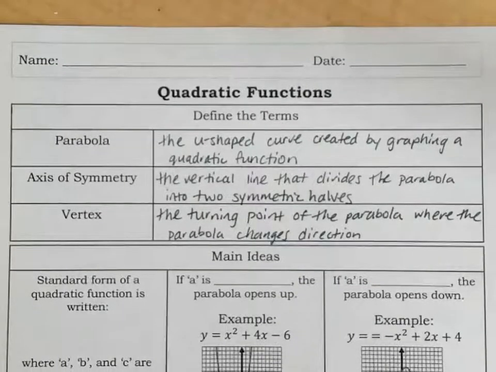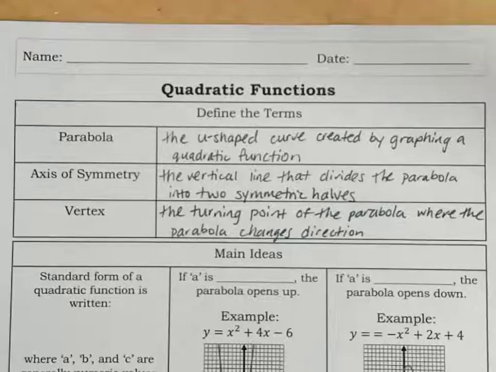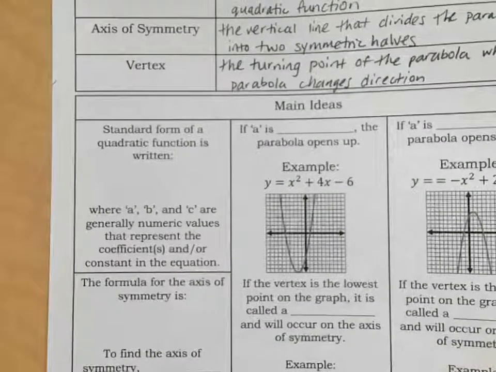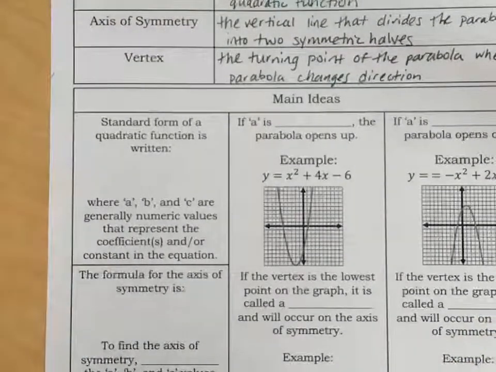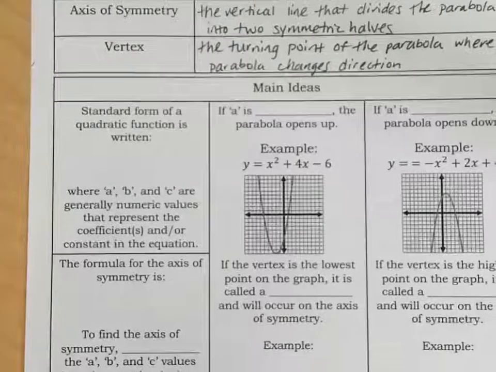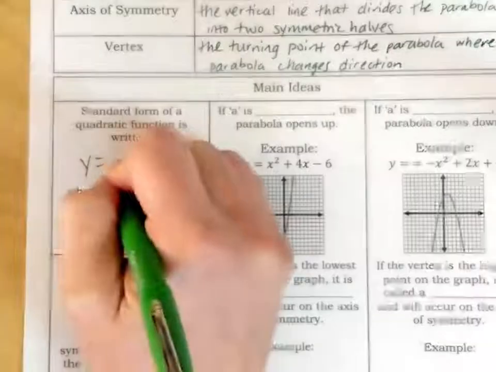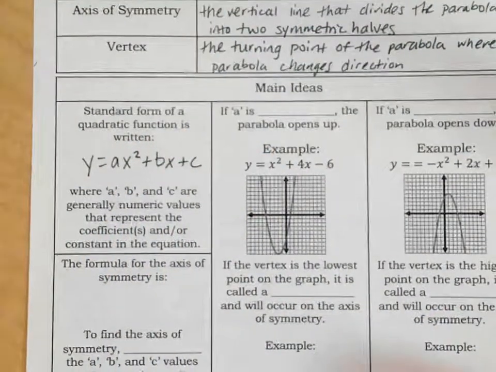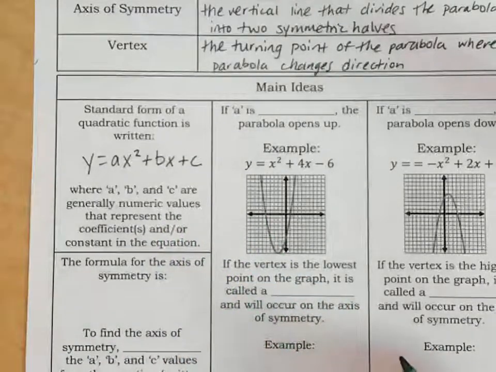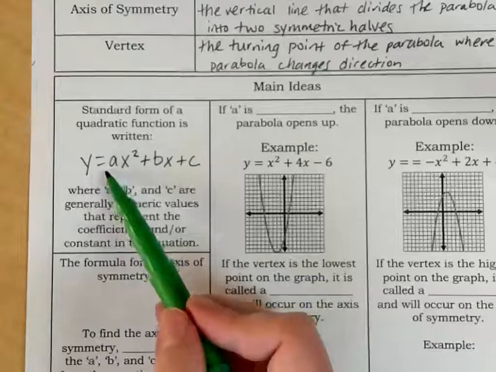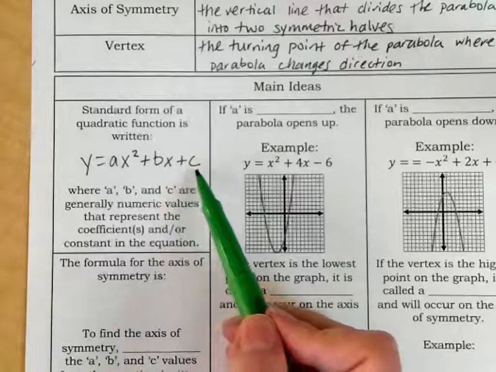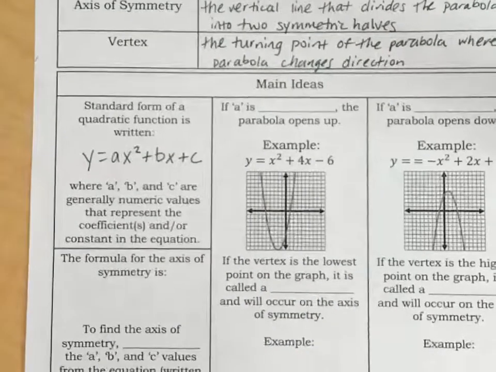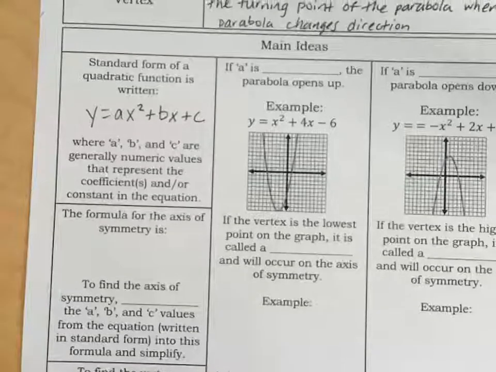Okay, so several main ideas to talk about here. We're going to start over on the left side of the page just to fill in a few additional things that we need to know about parabolas and about quadratic functions. So first off, the standard form of a quadratic function is written as y equals ax squared plus bx plus c. A, b, and c here are usually numeric values, and they just represent the coefficient in front of the x squared, the coefficient in front of the x, and the constant in the equation, the number that's on its own.